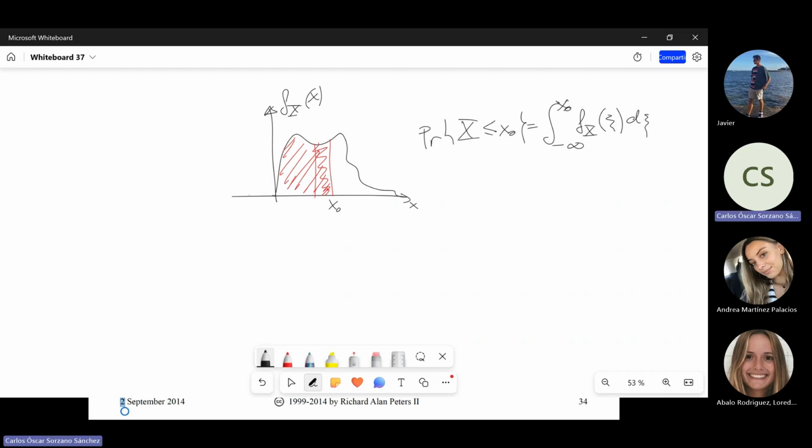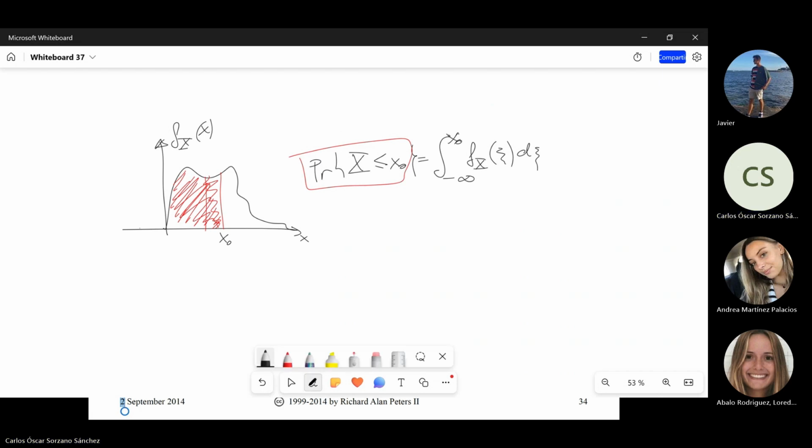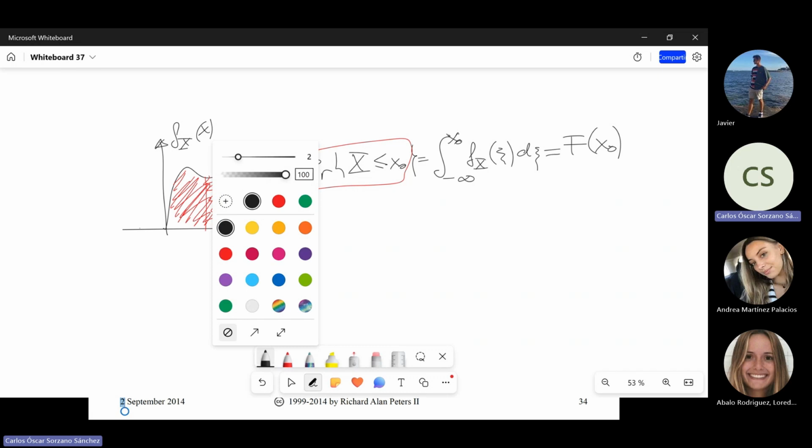Okay, so that is all the same. What we are saying here, it's just the same. Okay, and we will follow that. That is another function. If I change x naught, then what I have is another function. We will call it F of x. We are not very creative. And that is the cumulative.